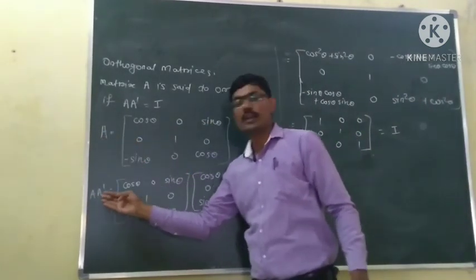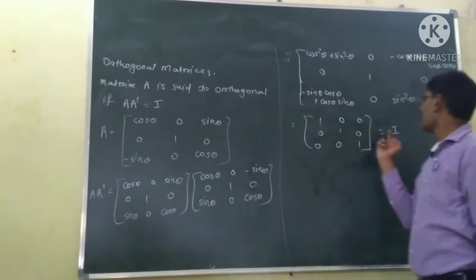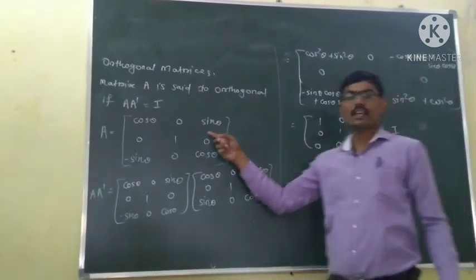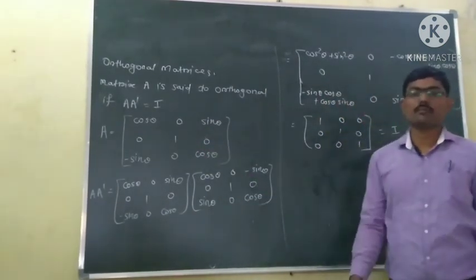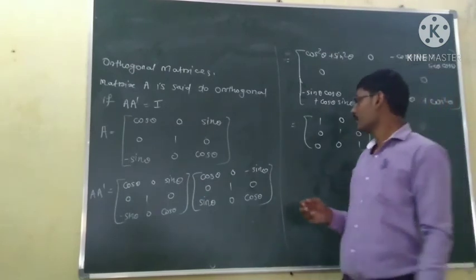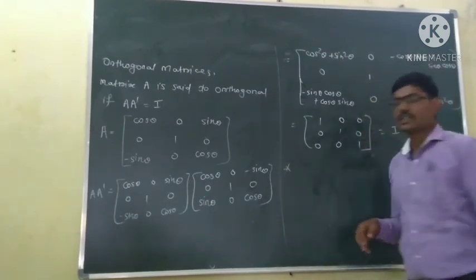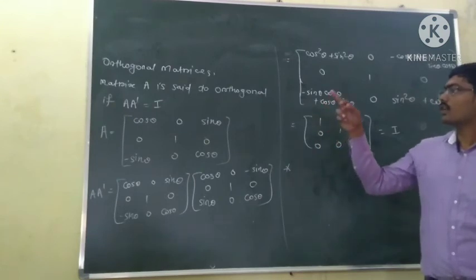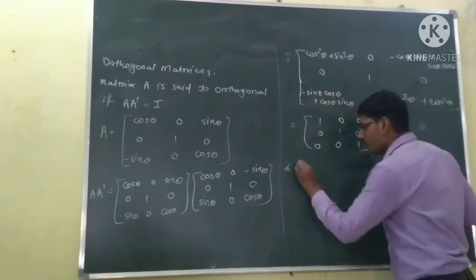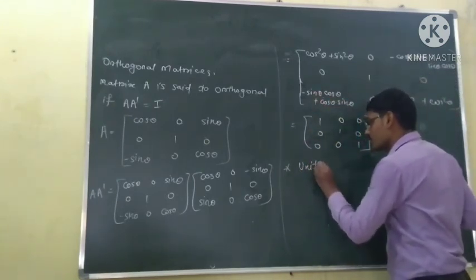So we have this matrix A, and taking A into A transpose, it is equal to the identity matrix. This implies this matrix A is an orthogonal matrix. In a similar way, write down another definition. This is the orthogonal matrix and the other is the unitary matrix.